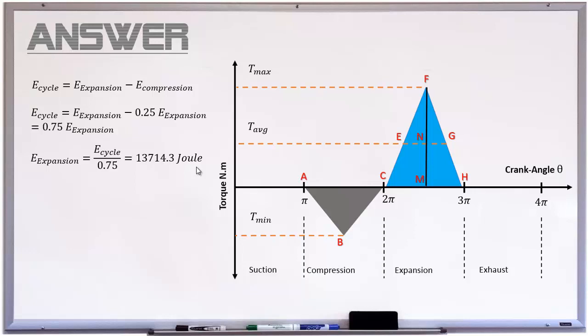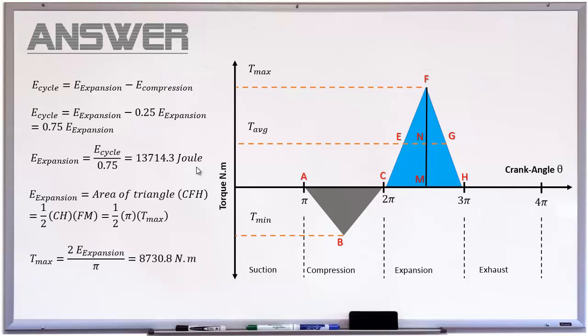Now from the turning moment diagram, we can make use of this value. The work gained from the expansion equals the area of the triangle CFH, and the area of the triangle CFH equals half base times height. Here the base CH has a value of pi, and the height is the value of T max, the maximum torque. From this equation, we can get the maximum torque.